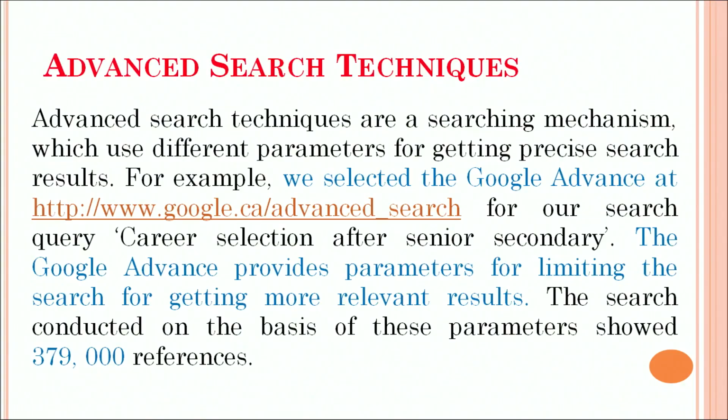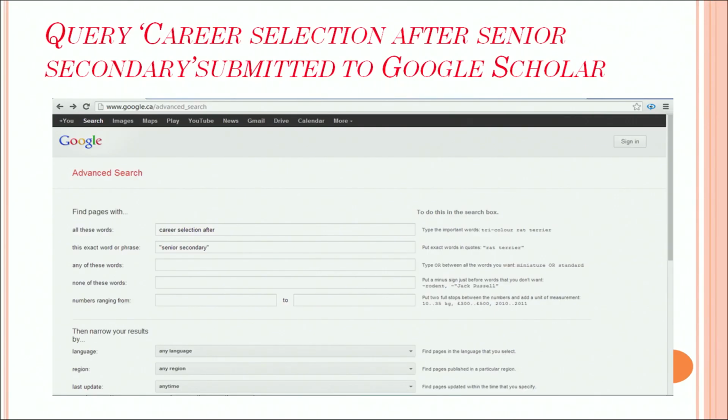Now we are talking about the advanced search techniques. Advanced search techniques are searching mechanisms which use different parameters to get precise search results. For example, we selected Google Advanced Search, this is the link, and for our search query, career selection after senior secondary, which we are putting within quotes. These are the Google Advanced Search parameters for limiting the search to get more relevant results. The search conducted was on the basis of these parameters. We can get 379 million references. This is the screenshot showing the output of this string.